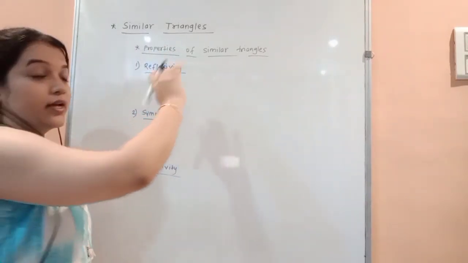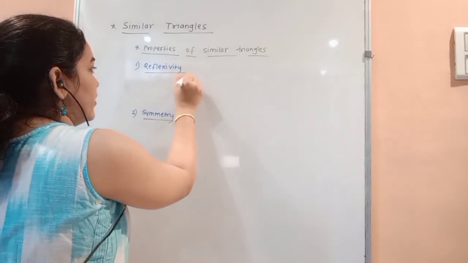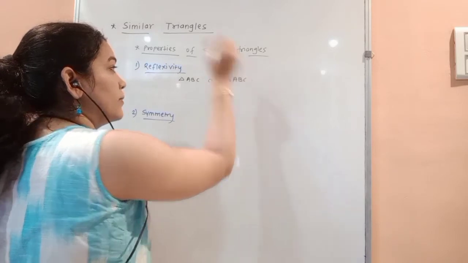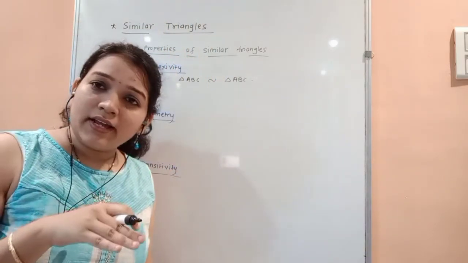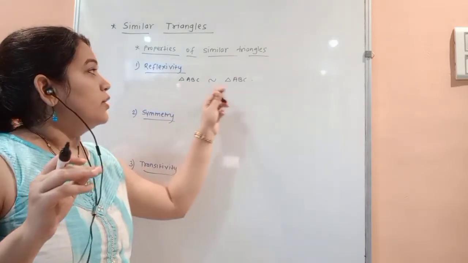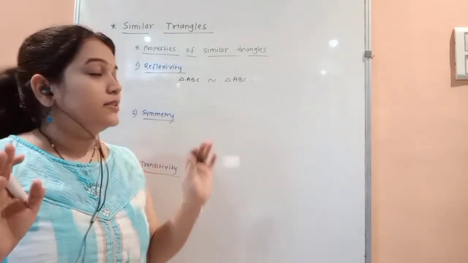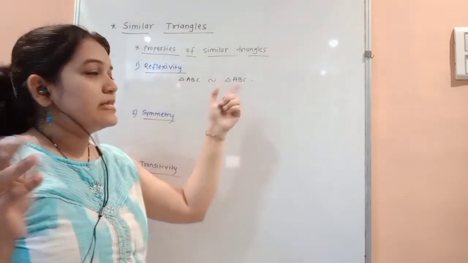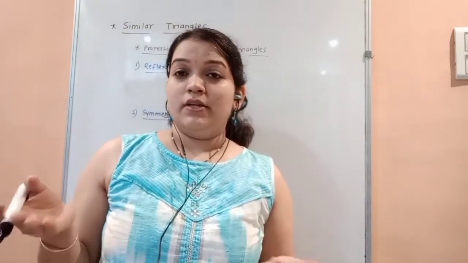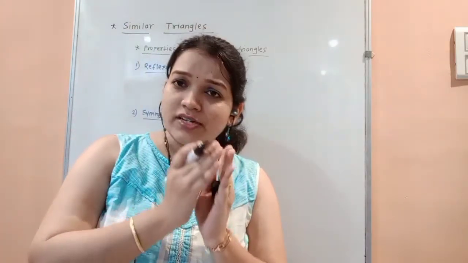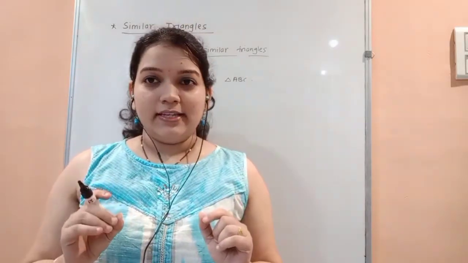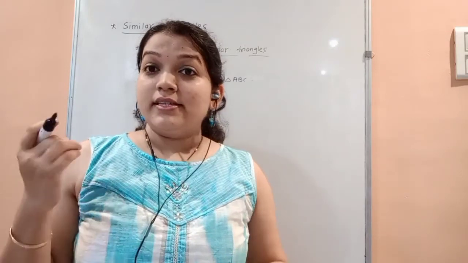Reflexivity means what? Every triangle ABC similar to triangle ABC means what? Every triangle is similar to itself. Okay, every triangle is similar to the same triangle. This is the first property. Reflexivity means triangle ABC similar to triangle ABC. You can take any other name. Triangle PQR similar to triangle PQR means every triangle is similar to itself first. Is this thing clear to you? Very simple.